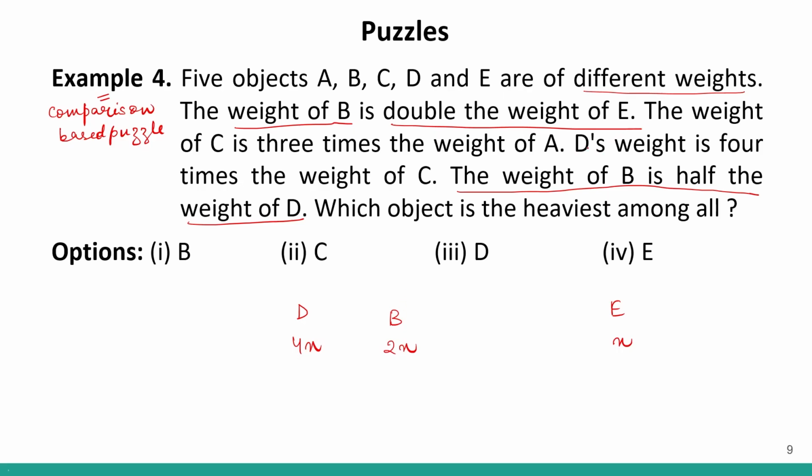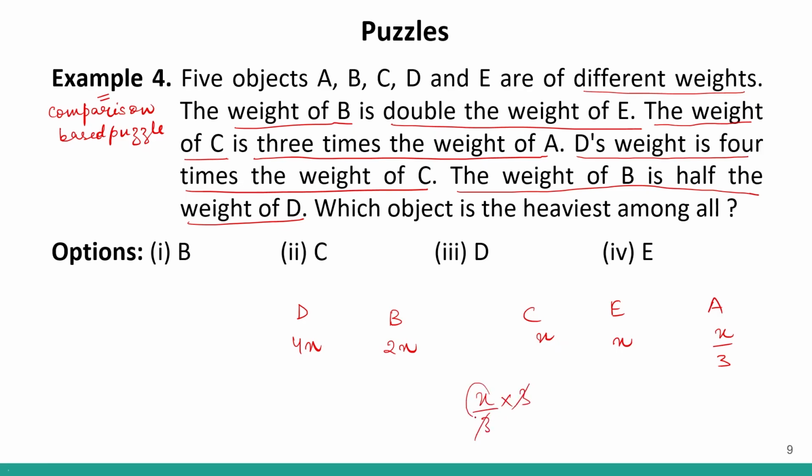Now let us come to this information. It says D's weight is 4 times the weight of C. So if D is 4x, C will be x. D's weight is 4 times the weight of C, so C will be x, correct? Now, the weight of C is 3 times the weight of A. So if C's weight is this, A's weight will be x by 3. Because C's weight is 3 times the weight of A, if I multiply x by 3 into 3, I will get x, correct? So A's weight will be x by 3.